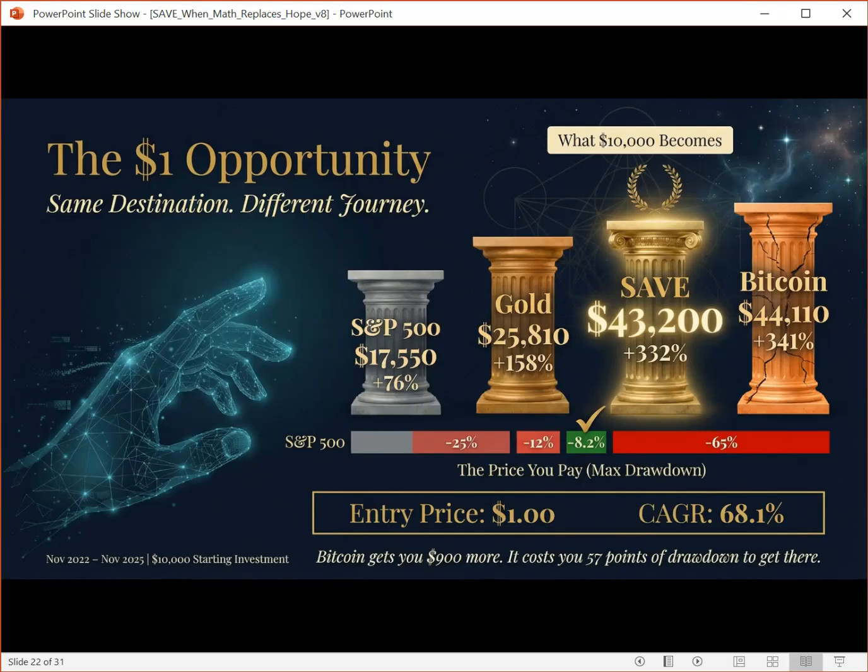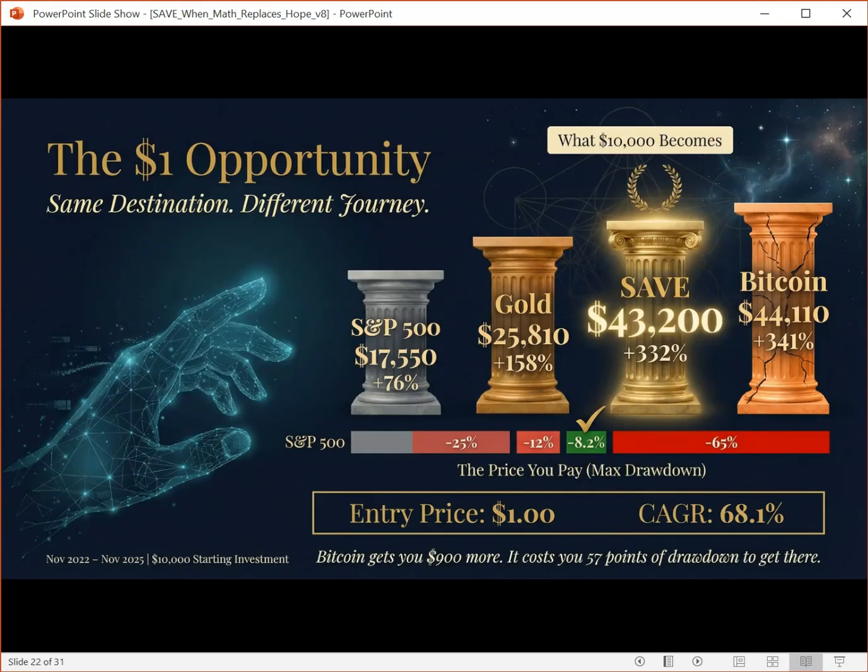Put $10,000 into gold, you have $25,810. Maximum drawdown is minus 12%. Better, but gold does not generate yield. But put $10,000 into SAVE, you have $43,200 return and a maximum drawdown of just minus 8.2%. You never had a sleepless night.